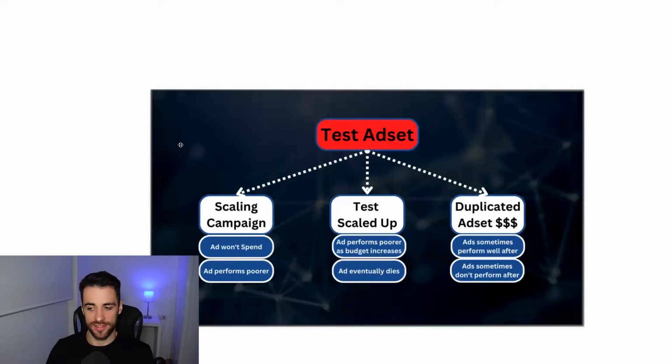In the duplicated ad set with the higher budget, so if you take the test and then you just duplicate it with a higher budget, it's almost like a 50-50 chance of the ad performing very well or the ad just completely tanking in performance as soon as you start it, okay? And then you maybe duplicate it again or whatever.